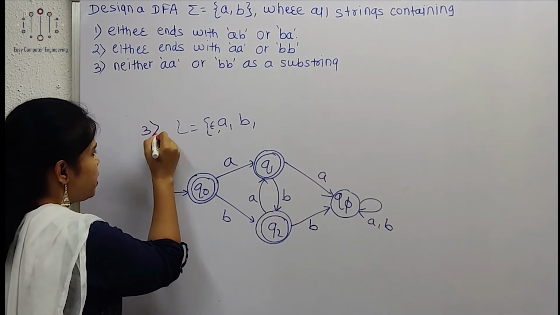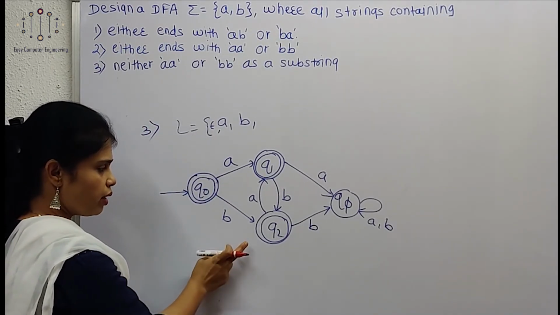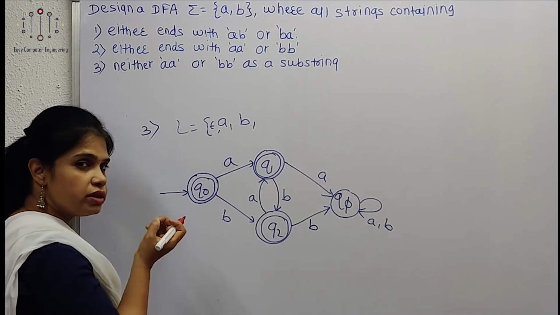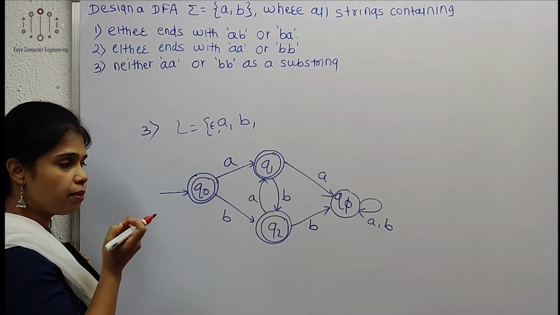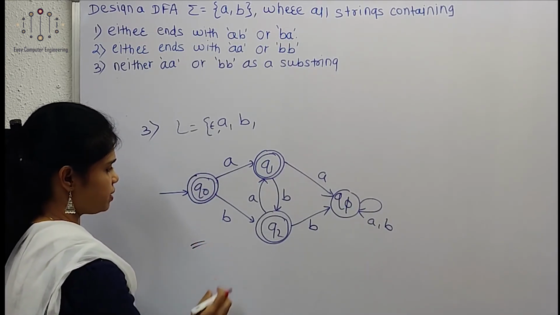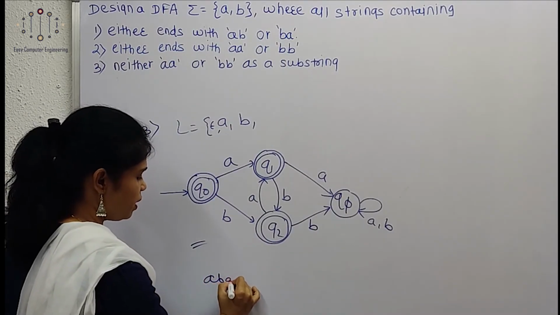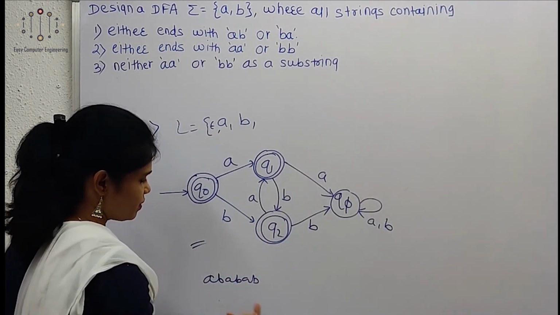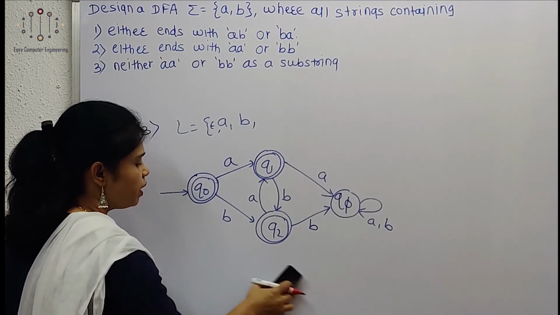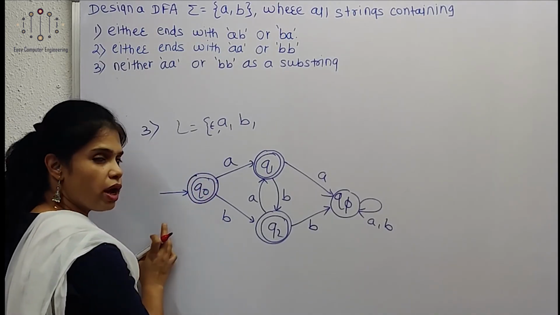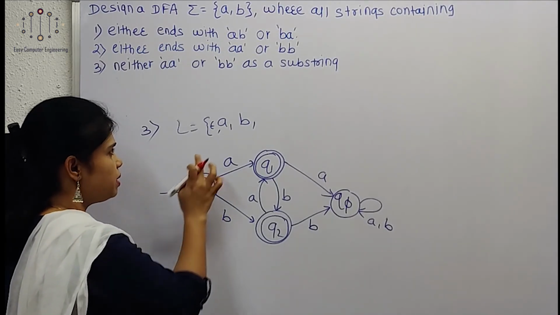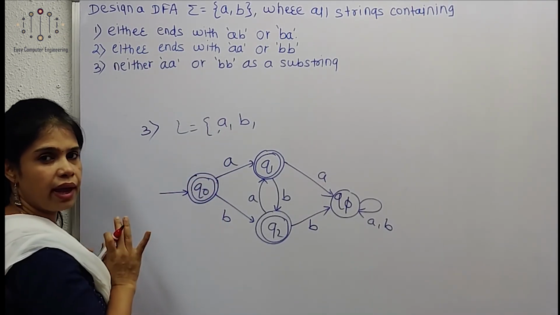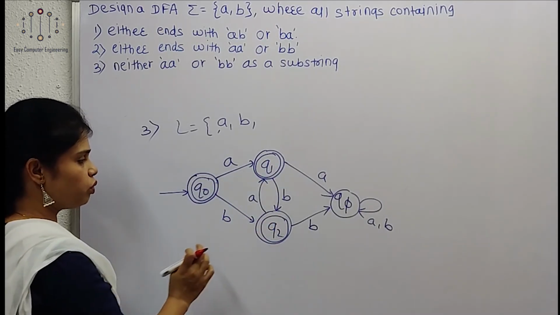This is our third example. You can observe there is no self loop because we cannot accept consecutive same alphabets. So this is our final answer. Let us consider one example: AB, AB, AB like this. If you don't want Q0 as a final state, that is also correct. If epsilon is not possible, then don't make Q0 a final state. Only Q1 and Q2 will be the final states.